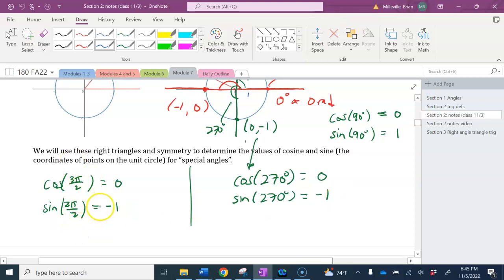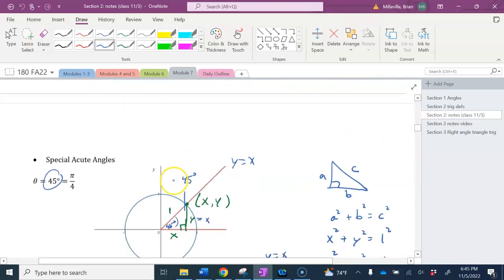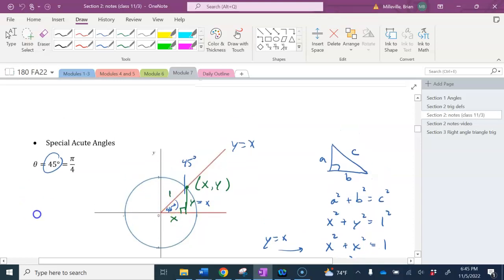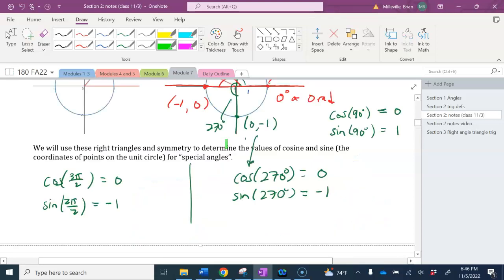We can also think about this in radian mode. Cosine of 3 pi over 2 would be the same as cosine of 270, which is 0, similar for sine. What we also did in class was derive the coordinates of where the terminal side of a 45-degree angle intersects the unit circle. We did that using some symmetry. The terminal side, that's the 45-degree line, is the line y equals x, so the x-coordinate and the y-coordinate are the same.